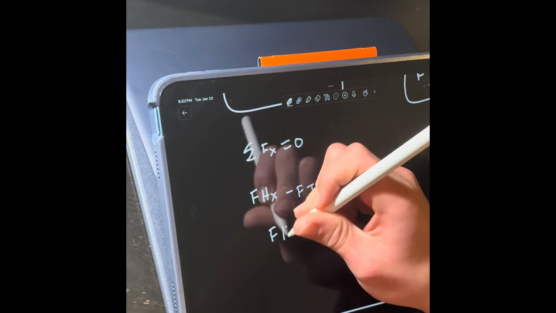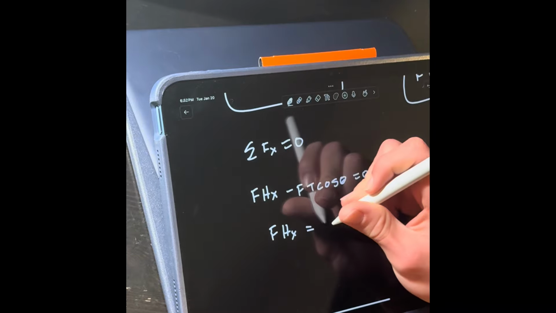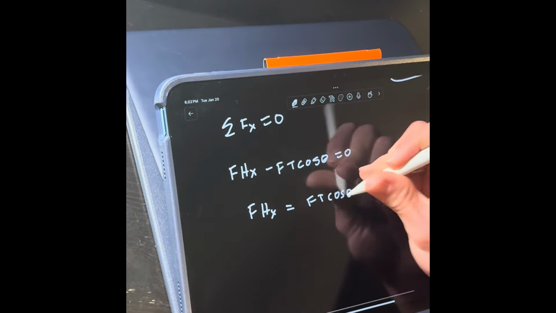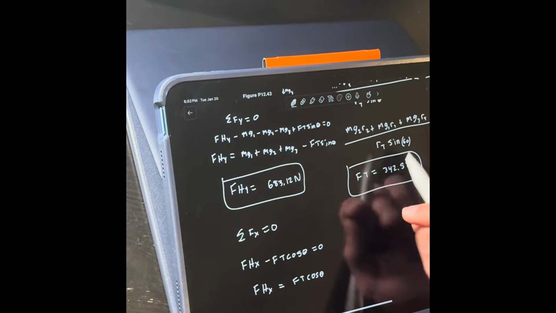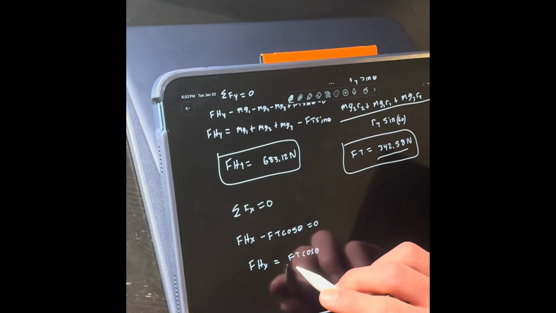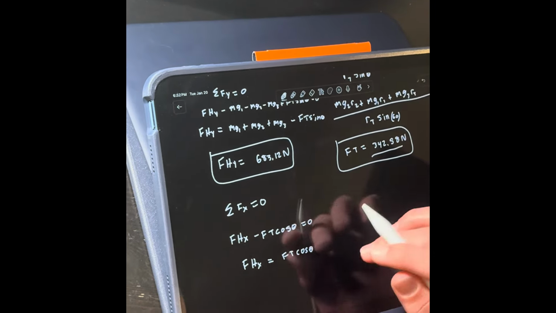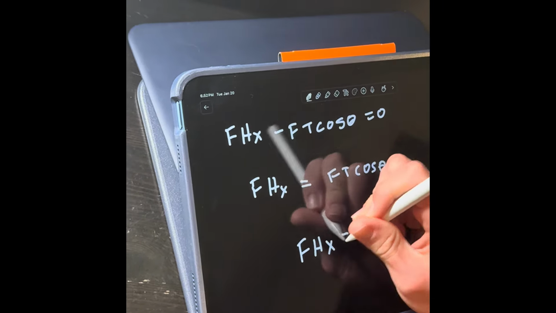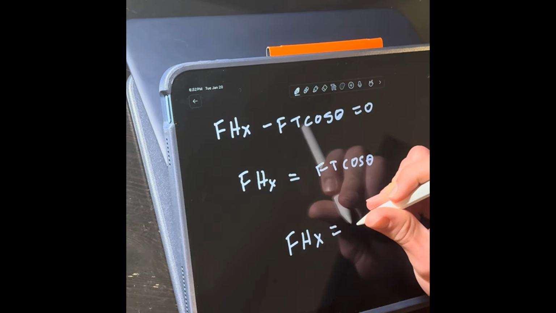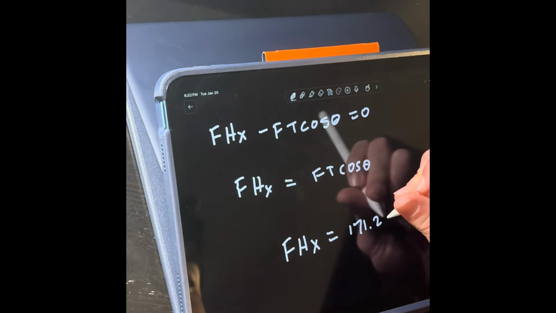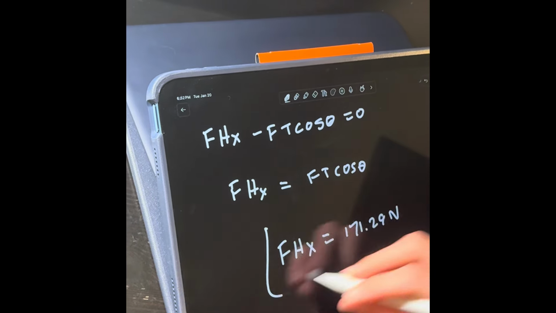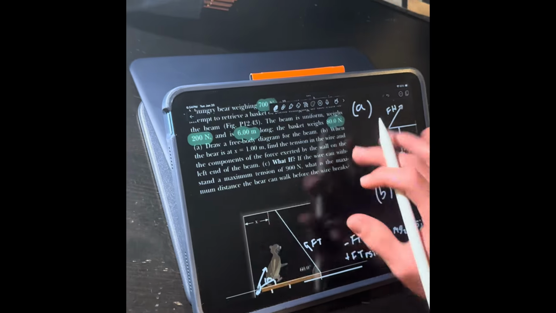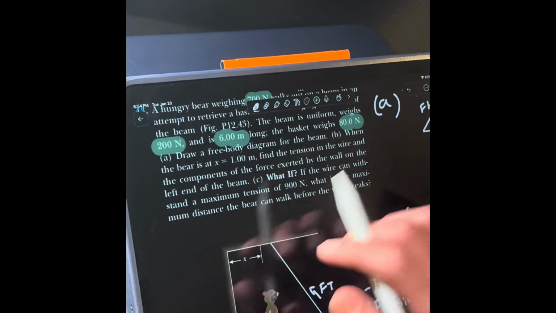The force of the hinge in the x direction equals the force of tension times cosine theta. We saw the force of tension previously, so you take this number, plug it in here, and you get cosine of 60, which is given in the problem. Knowing all those things, plug it all in, and you get that the force of the hinge in the x direction equals 171.29 newtons.